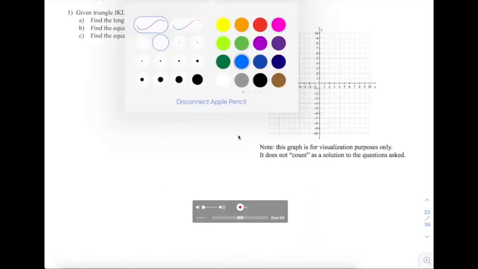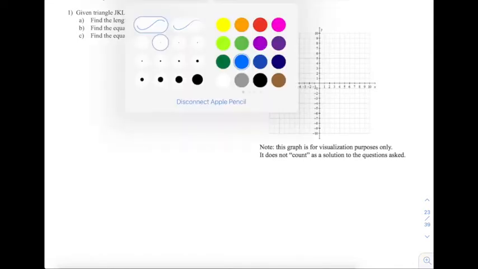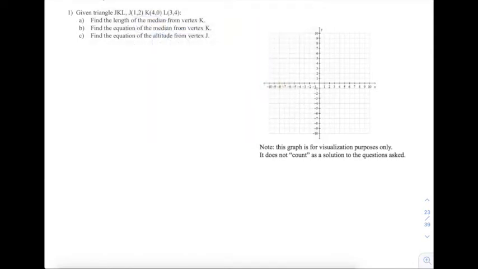Okay, guys, let's have a look at this triangle. Again, we're not using the triangle to answer the question, but we are using it just to visualize it. This one's a little bit cramped, apologies, but we just want to see what it looks like.